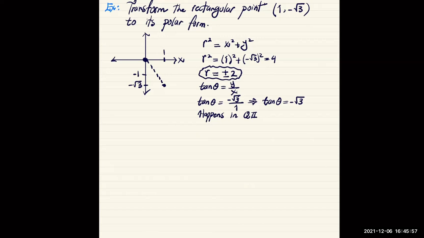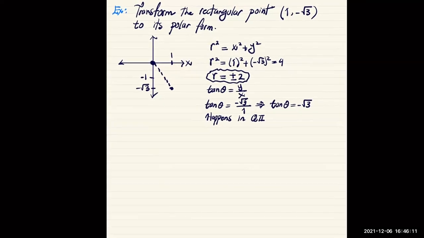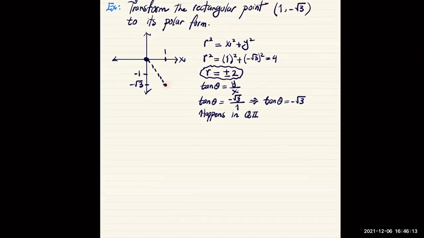See, this angle is 60 degrees. It is a 60-degree angle, so its reference angle is pi over 3. In quadrant 2, I don't care about that point yet. I just want to know for what angles this is true. Tangent is negative root 3, is negative in quadrant 2, and the angle would be this angle. That angle is 2 pi over 3.